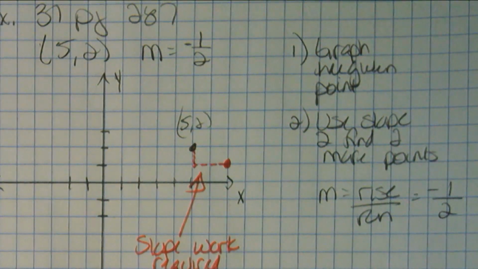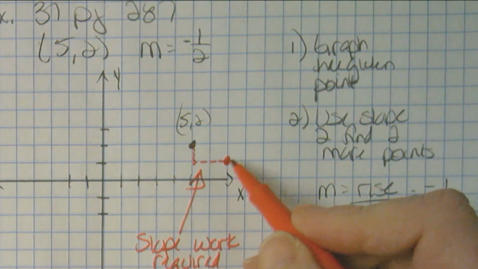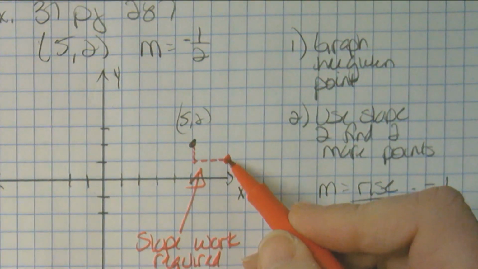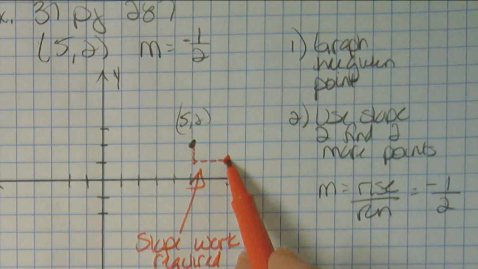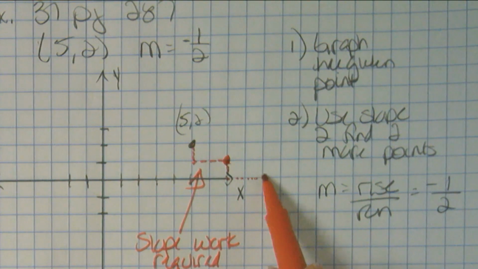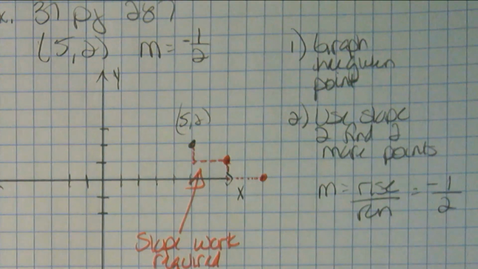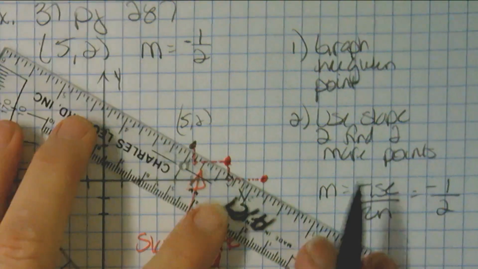Someone tell me what to do from my new point to get another one. So I'm going to start here. I need another point. Kaylee? Okay, here's my slope. What am I going to do? So go down 1, and there's my second point. So there are all 3 points.